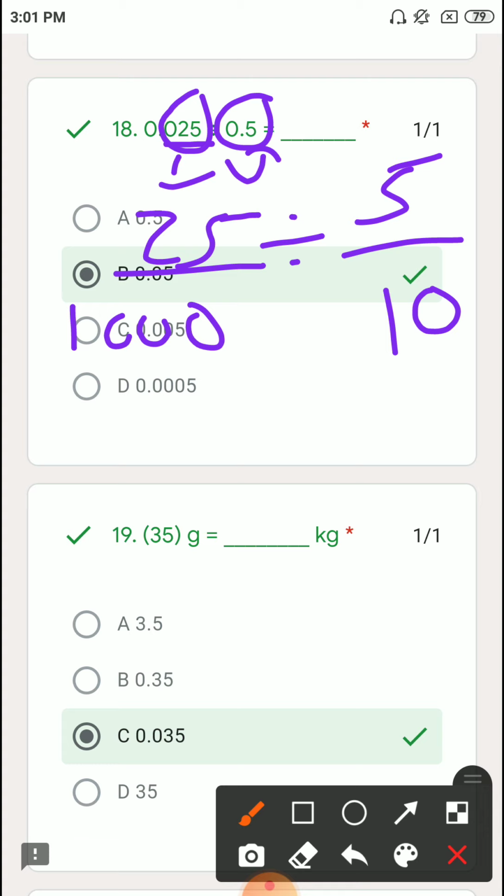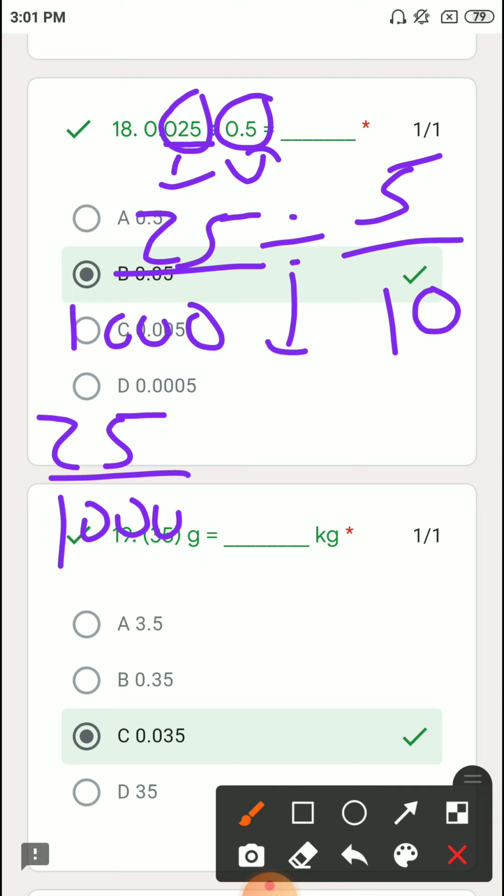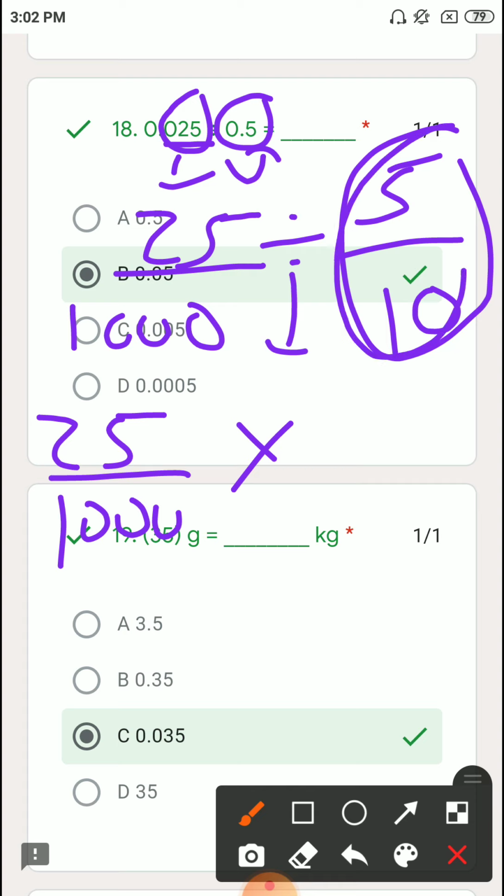Okay, now here 25 divided by 1000. Now if we want to convert this division into multiplication, we need to take the reciprocal of our second number. So 5 by 10 becomes 10 by 5.